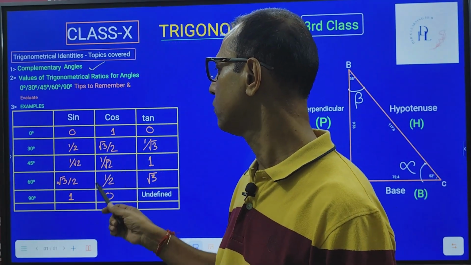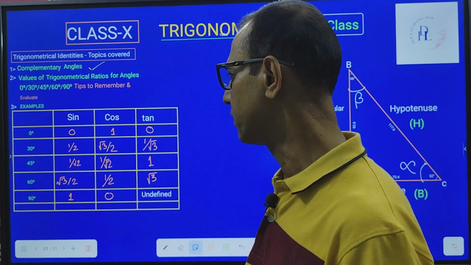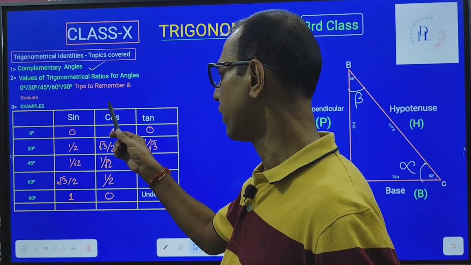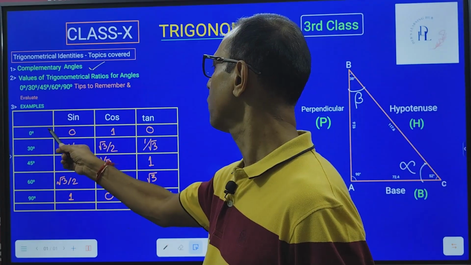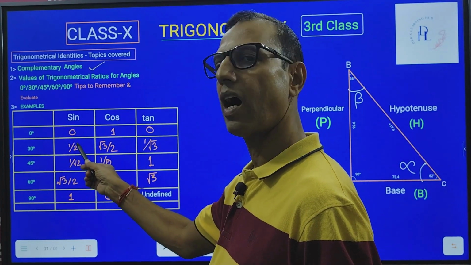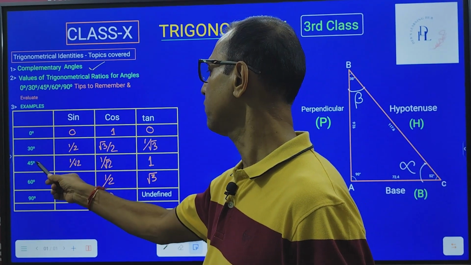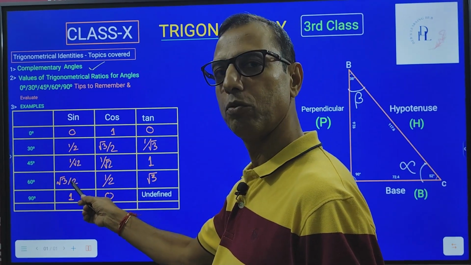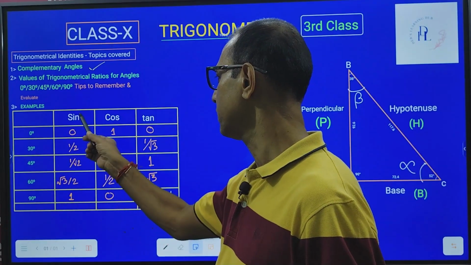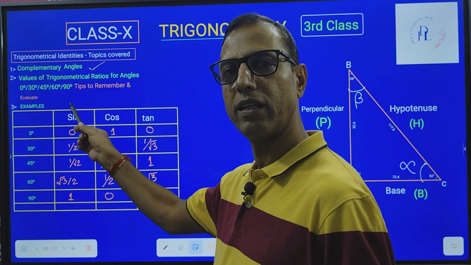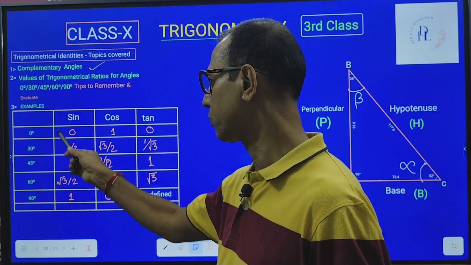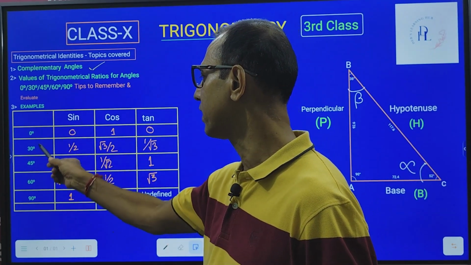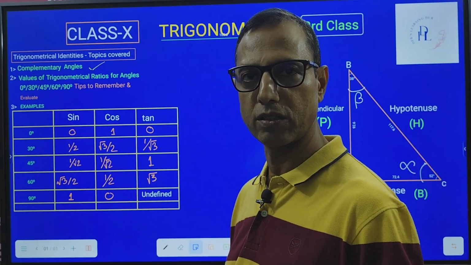So first let me tell you what is your observation from these values. Sine 0 is 0, sine 30 is half, that is 0.5, sine 45 is 1 by root 2, sine 60 is root 3 by 2, sine 90 is 1. That means sine is gradually increasing. When the angle is acute, from 0 degree till 90 degree, the sine value gradually increases as the value of the angle increases.